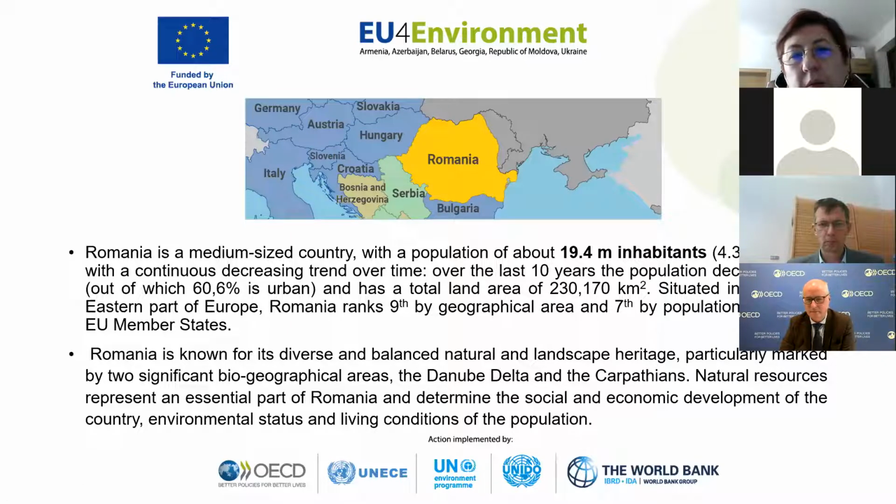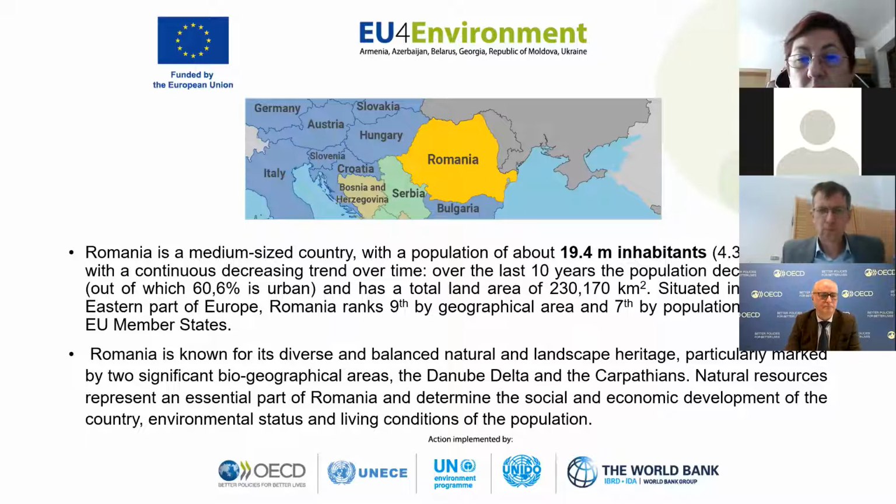As you may know, Romania is quite a big country. We are approximately 19 million inhabitants and quite a big surface, 230,000 square kilometers. Among the EU member states, we rank 9th by geographical area and 7th by population. We are also known for a diverse and balanced natural landscape heritage, and we are proud to share the Danube Delta and also to have the Carpathians.